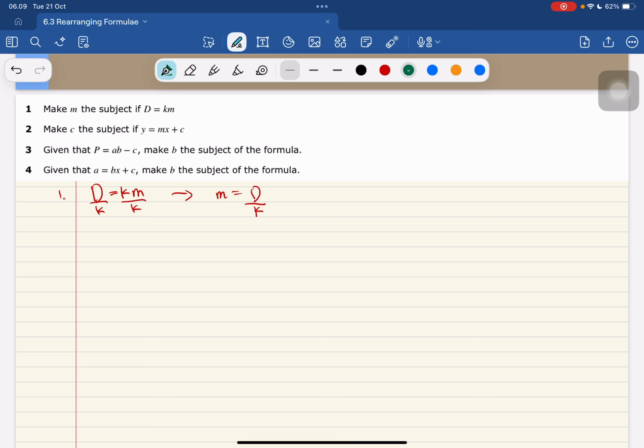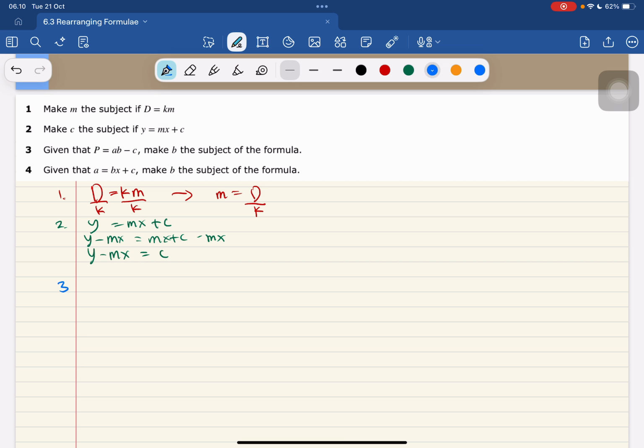Next, number 2. Make C the subject if Y equals mx plus C. So we can write it here. Number 2, Y equals mx plus C. We've got mx next to the C, so on both sides we minus mx, and then mx plus C minus mx. So it's going to be Y minus m times x equals C.